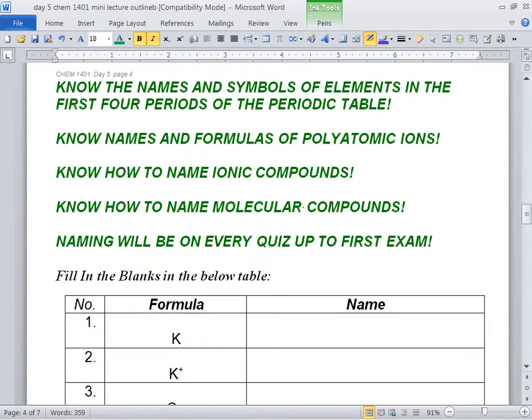So here it is. Look at all this stuff. You want to earn the big bucks? Life isn't easy. Know the names and symbols of elements in the first 4 periods of the periodic table. Know the names and formulas of all polyatomic ions. So that charge is a big deal, because remember, the charge becomes a subscript when you make the compounds. So you got to know the names and formulas, those charges. Know how to name ionic compounds. Look for a metal. Name the cation, and then the anion. Know how to name molecular compounds. You know it's molecular when you don't see a metal. Naming will be on every quiz up to the first exam.